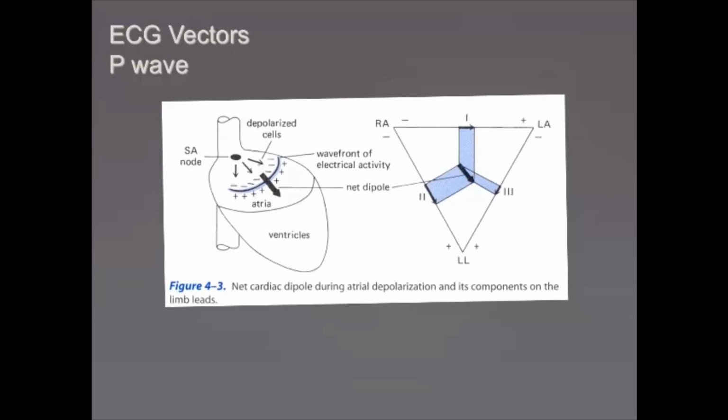Again, this is the P wave, and what we can see is we are looking at a net electrical dipole going in the direction of the positive electrode. So this is a negative wavefront moving across the myocardium down towards the positive, and what we expect to see here is a positive deflection for the P wave. So that's what we see.